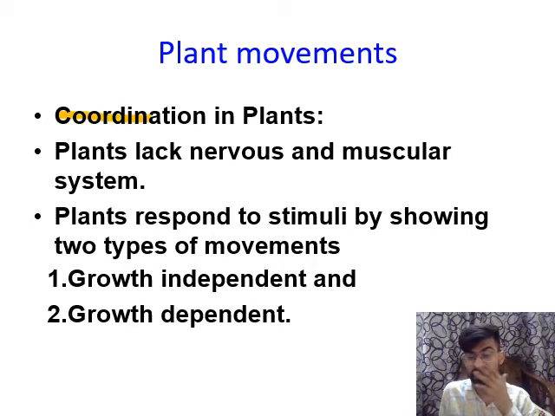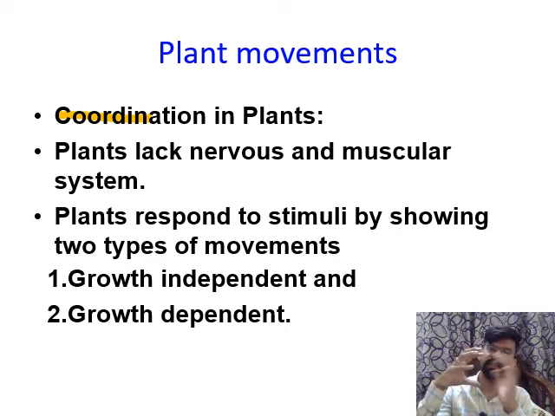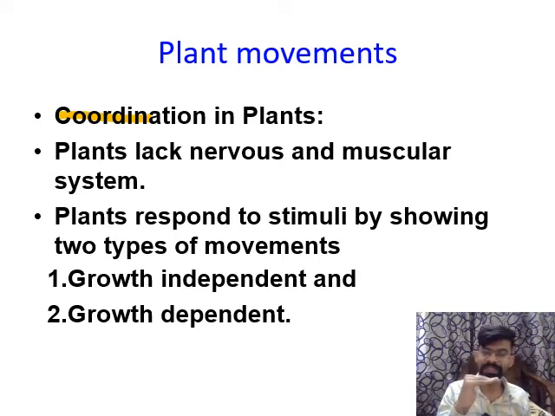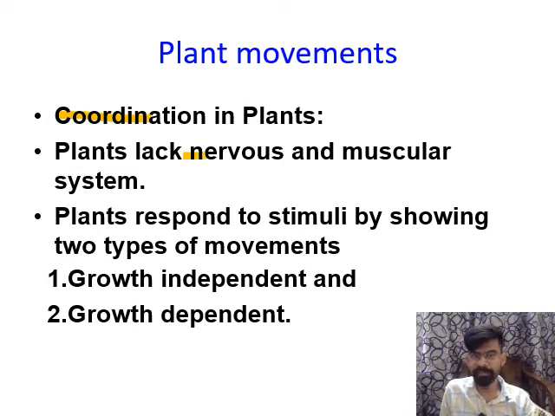Help in coordination means, as I explained in the first part, that if sunlight strikes the plant from this direction, then the plant will bend towards this side, or if the sunlight strikes from this direction, then the plant will bend towards that direction. So to maintain coordinated growth, plant movement is necessary. But a plant does not have any nervous system or muscular system. So how and by which mechanism do plants show movement?